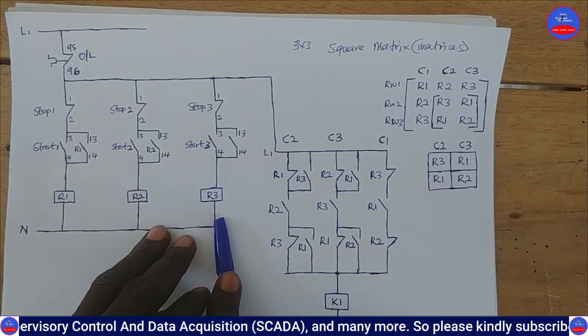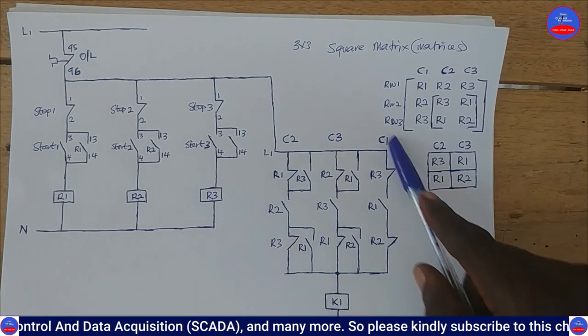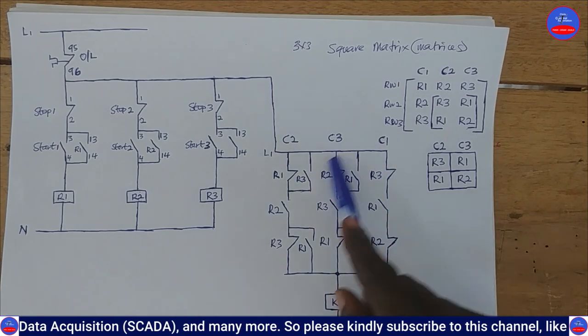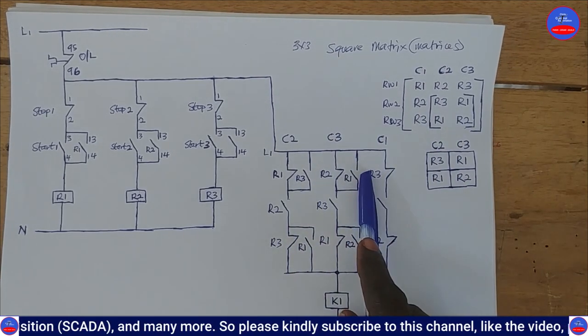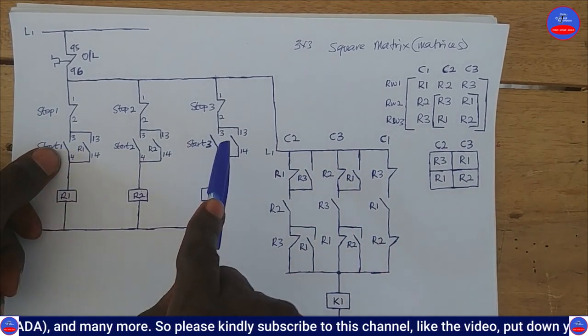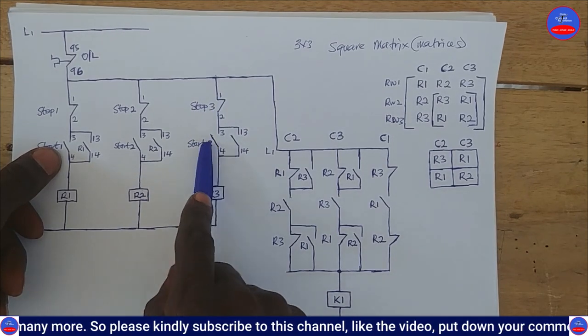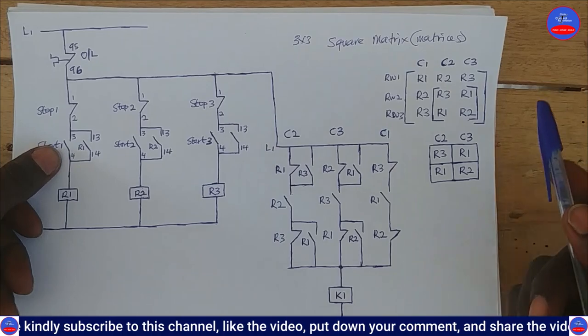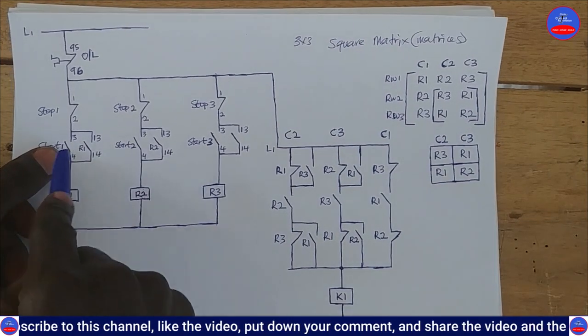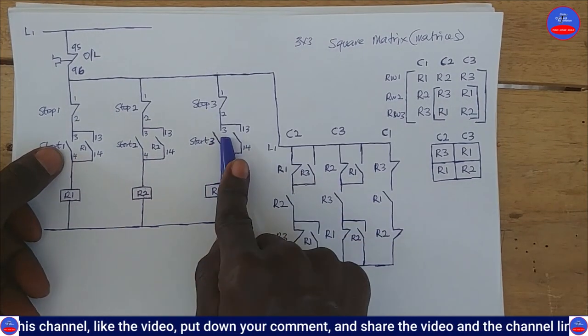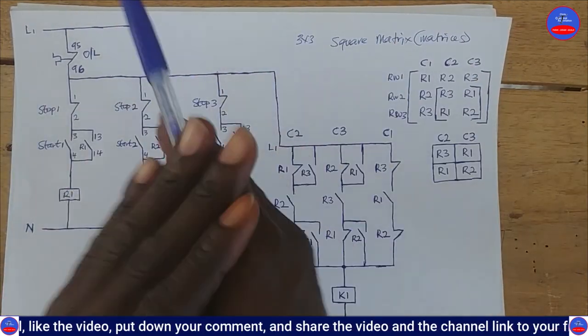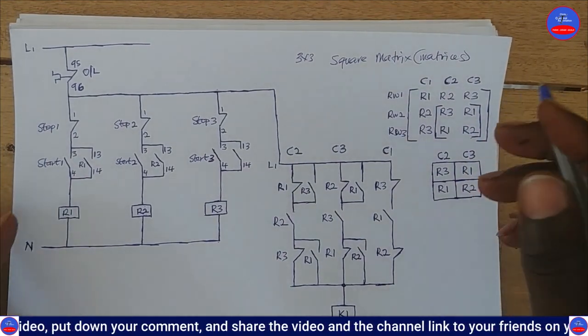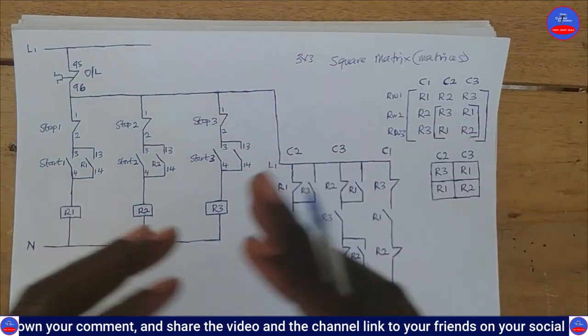But with this logic, by the help of the matrix and then this logic, when we start it from here, you can stop it from here, or you can stop it from here by energizing this relay. As I told you, when we start it from here, you can stop it from here. When we start it from here, you can stop it from here. Anywhere, they are universal. That makes this circuit so interesting.